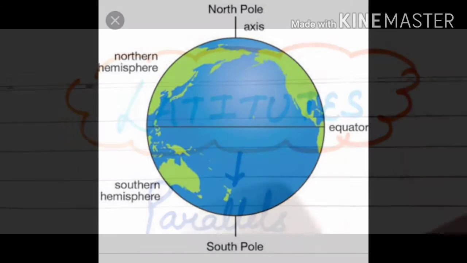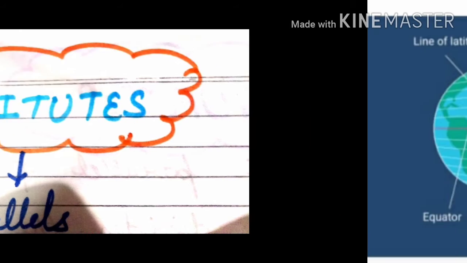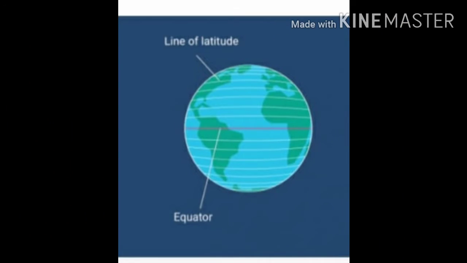Now the next topic is latitudes. There are some more lines which have been drawn on the earth by taking equator as a base. We have some lines drawn parallel to the equator. As you can see in this figure, parallel means जो कभी meet नहीं करती हैं. And these are called latitudes.